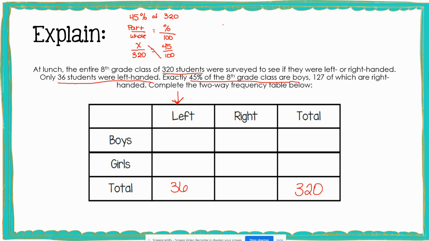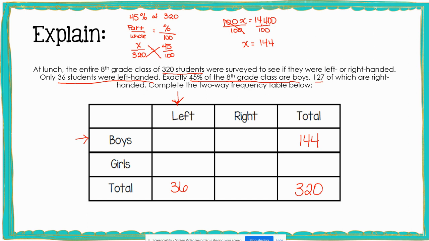So you would do x times 100, which would be 100x. And then you would do 45 times 320, which would give you 14,400. Well, you're not finished because you would have to get your x by itself. So you would need to divide by 100 on both sides of this equation. These would cancel to leave you with x equals, and if you do 14,400 divided by 100, you get 144. So this means that 144 students are boys. So that's the total number of boys, and I'm going to put that right here.